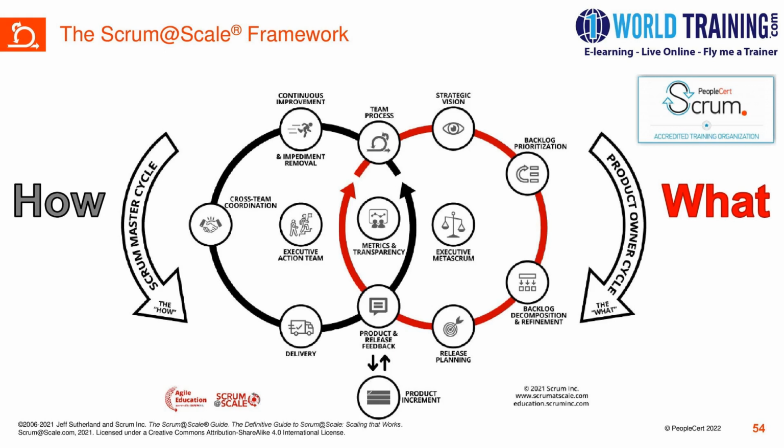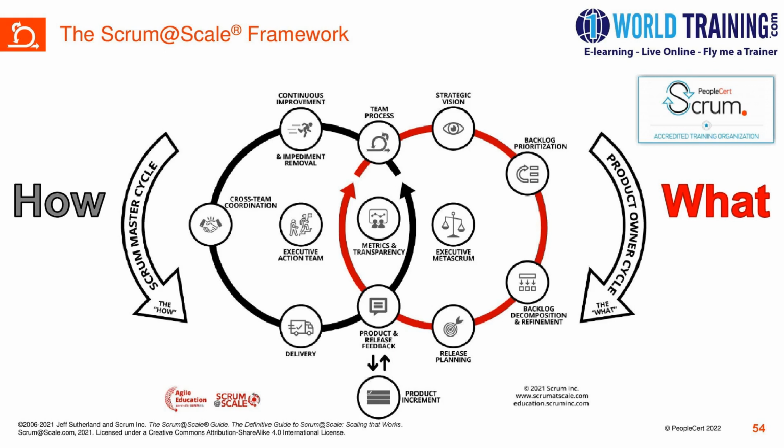In the Scrum Master cycle, or how cycle, you will always focus on the elements of continuous improvement and how you can remove any impediments if there are any. You also focus on cross-team coordination and how the coordination can be improved. You think of how you can deliver the sprints, and it comprises the executive action team.